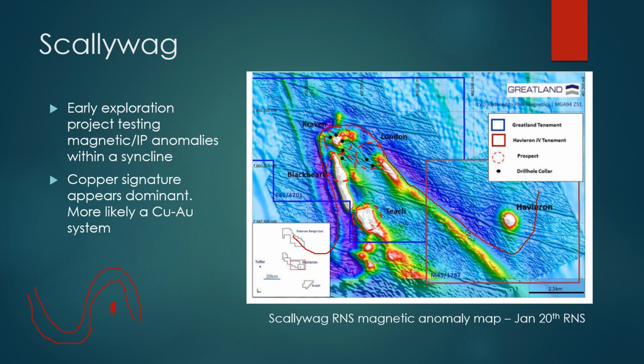We also, based on the soil geochemistry, look to have more of a copper gold system, a gold copper system at Scallywag as opposed to Havieron.